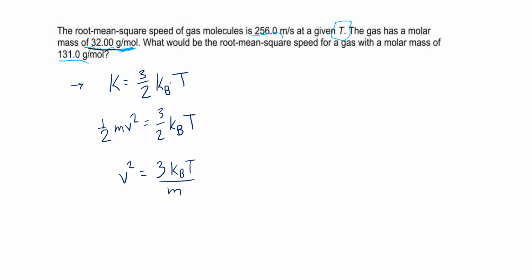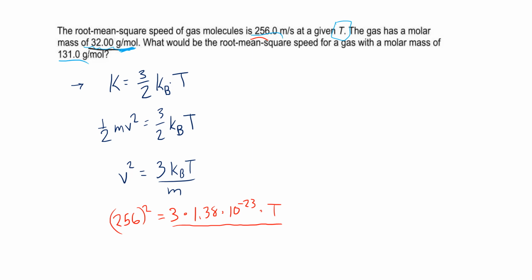All right. So the root mean square is 256. So we're going to plug this into here, 256. Now that's going to be squared because that is the velocity. We have to square it to get the value here. Equals 3 times the constant, which is always going to be the same, 1.38 times 10 to the minus 23, times T. I don't know what T is. I'm going to solve for T on this first one, and I'm going to figure out what the speed is on the second gas because they're at the same temperature.